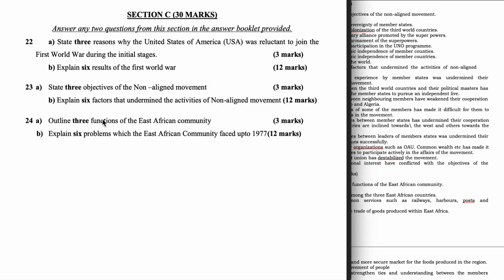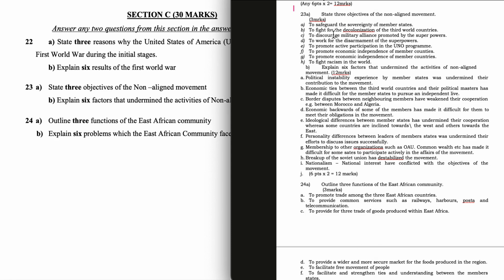Question 23. State 3 objectives of the non-aligned movement. To safeguard the sovereignty of member states, to fight for the decolonization of the third world countries, to discourage military alliances promoted by the superpowers, to work for the disarmament of the superpowers, to promote active participation in the UNO programs, to promote economic independence of member countries, to fight racism in the world.